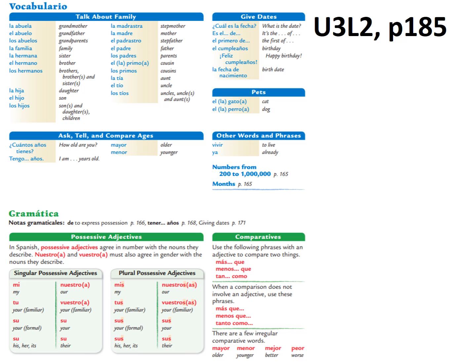Comparatives. Use the following phrases with an adjective to compare two things. Más blank que, more blank than. Menos blank que, less blank than. Tan blank como, as blank as.